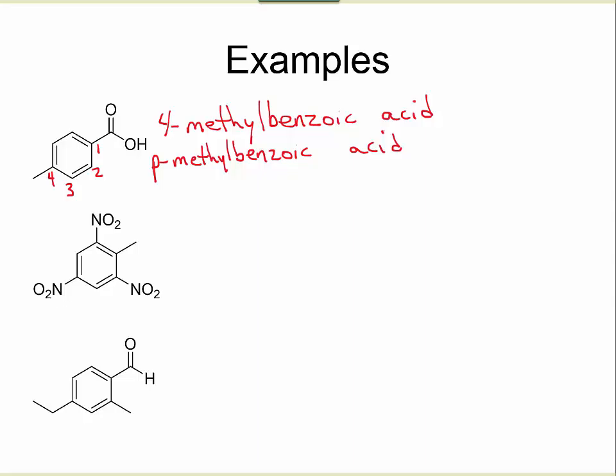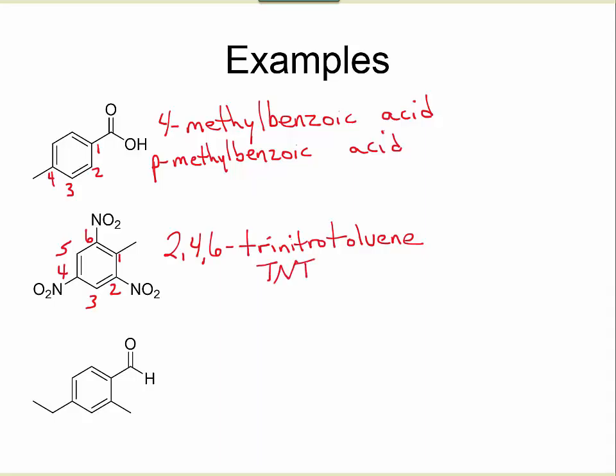The second molecule is often named as a substituted toluene, which means that the methyl group has to be attached to carbon 1. And then if you walk around the ring, you'll see that the nitro groups are attached to carbons 2, 4, and 6. So this is 2,4,6-trinitrotoluene. Trinitrotoluene is often abbreviated as TNT.